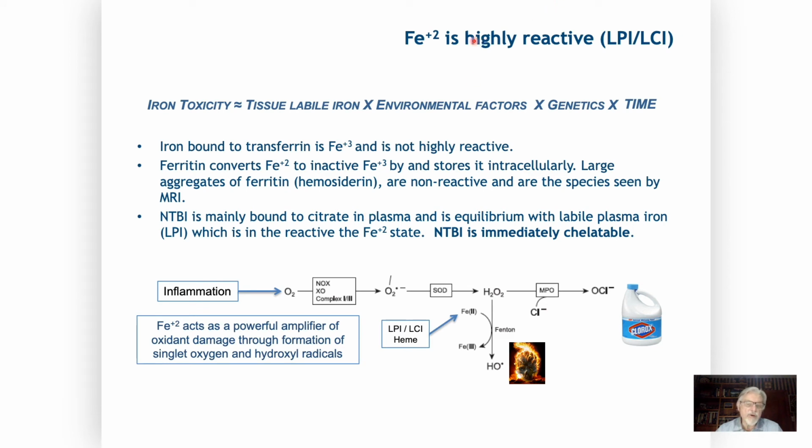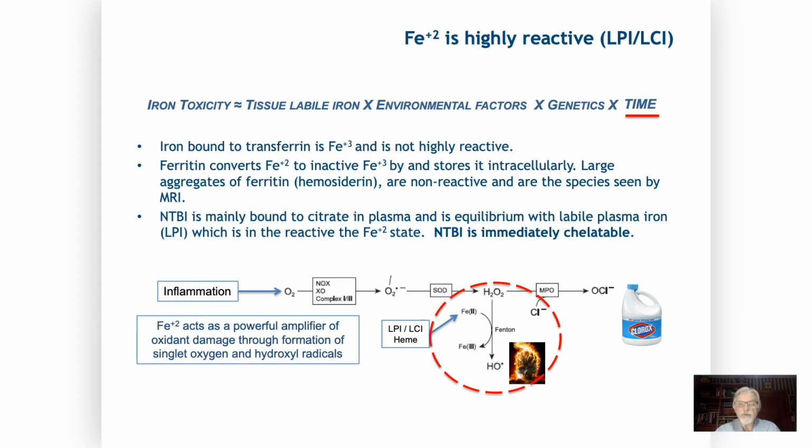Now, the critical point about having ferrous iron around, or this non-labile plasma iron, is that it interacts with hydrogen peroxide, which is a major inflammatory chemical that's produced to fight infections and inflammatory states. And this hydrogen peroxide interacts with this ferrous iron and makes hydroxyl radical and singlet oxygen. And these are the most powerful oxidants known to man. They cause DNA damage, protein damage, fibrosis, all kinds of things. And so this is the enemy.